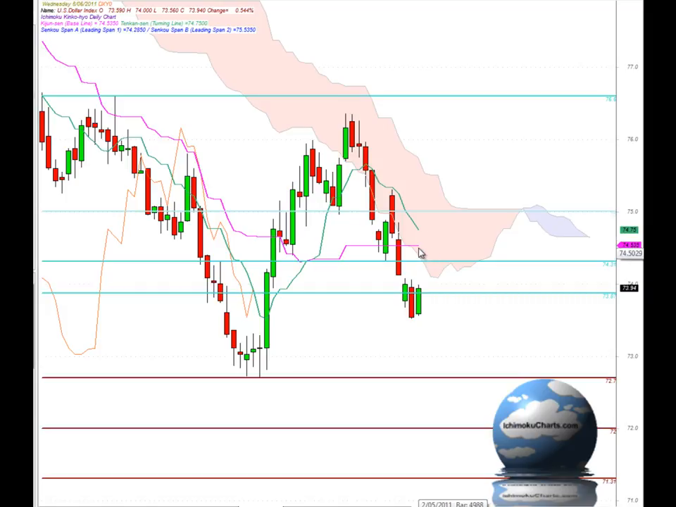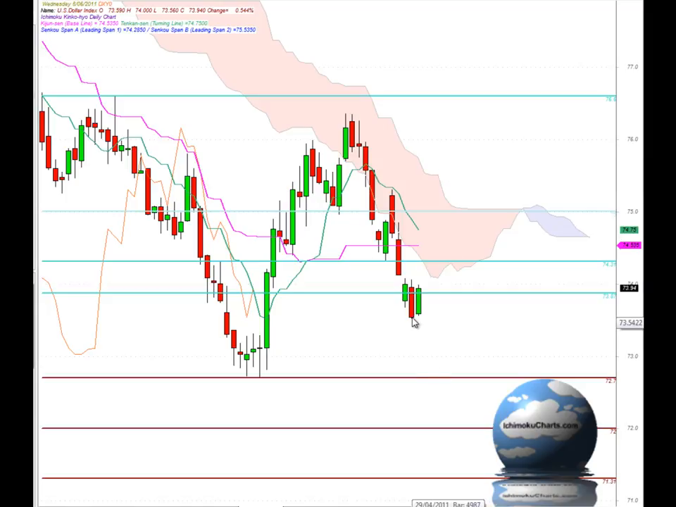We also have potential resistance at the Kijun Sen, which is trading at 74.53, and at the Tenkan Sen, which is at 74.75. Now, the resistance extends all the way up through the cloud up to about 75.50, so a very strong area of resistance for this market.